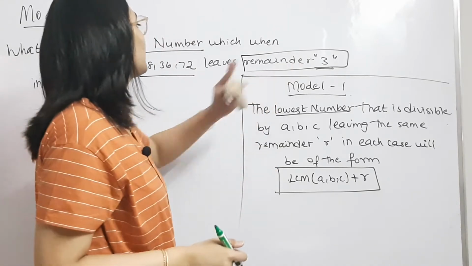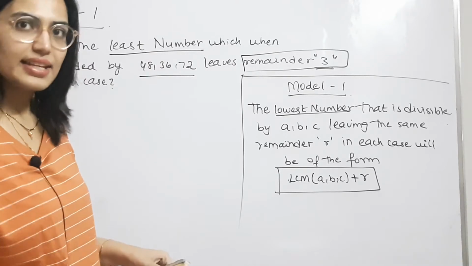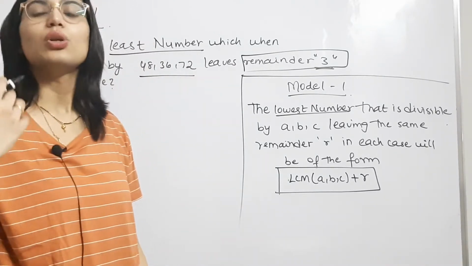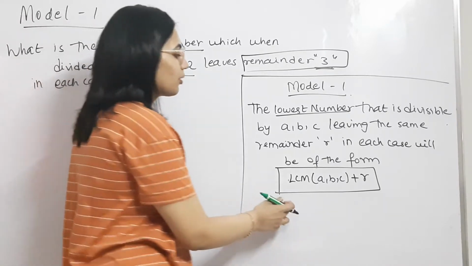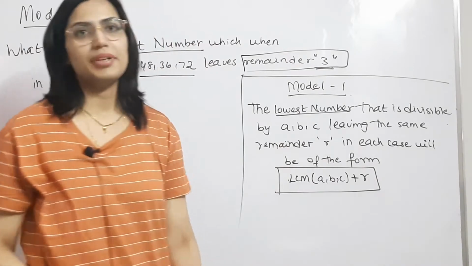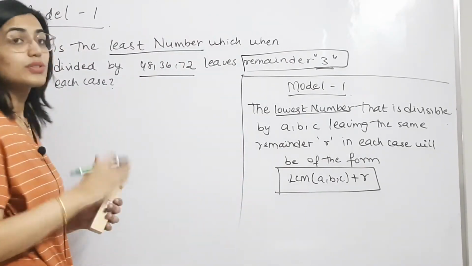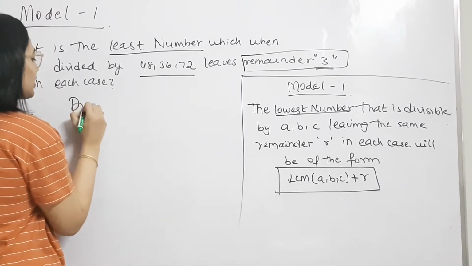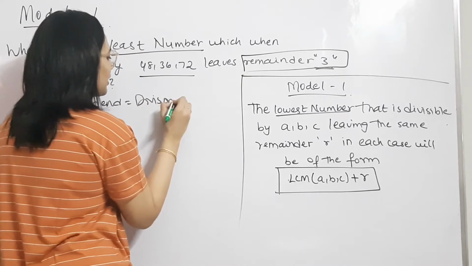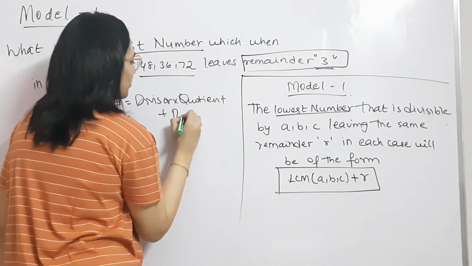So, when a common remainder is left after you divide one number n with these 3 numbers, then the least number will be of the form LCM of A, B, C, as I told you, plus the common remainder, because the remainder is the same in all the 3 cases. That means, using the division rule that we know, dividend is equal to divisor into quotient plus remainder, right?